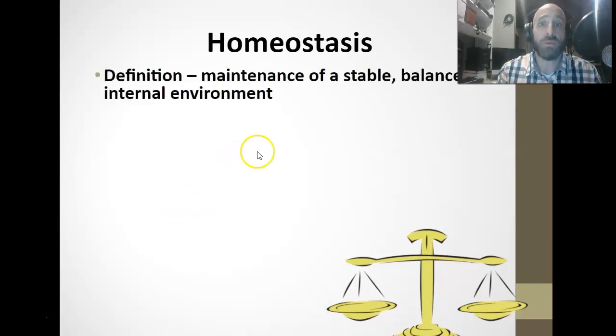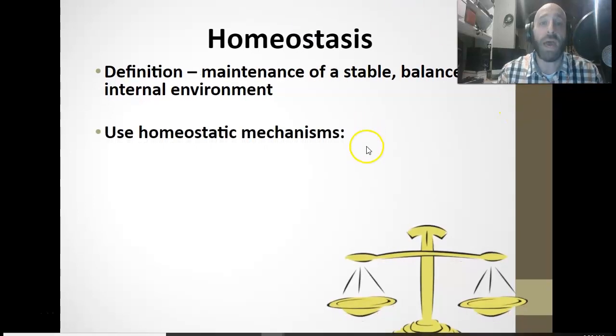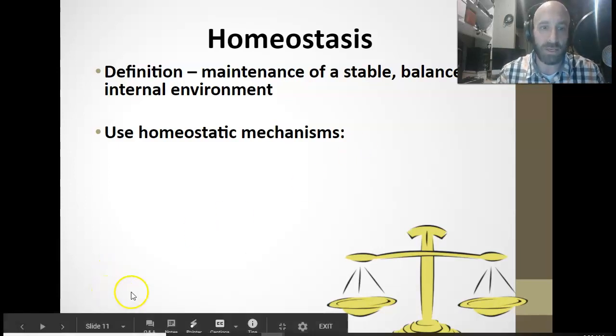So what is homeostasis? Well, let's first talk about just the definition. It's very simply the maintenance of a stable, balanced internal environment. You can't control your external environment. Your external environment is going to change and you have to be able to react to it. So how do we do that? Well, we do that with this process called homeostasis, and every single homeostatic mechanism in your body has three major parts, and they're called homeostatic mechanisms. So I want to just explain that to you.